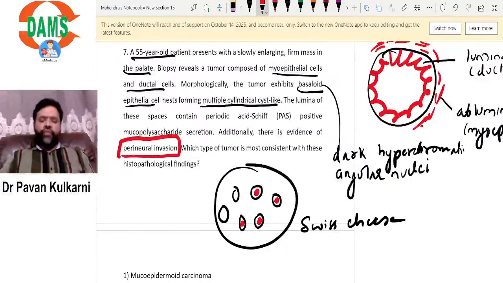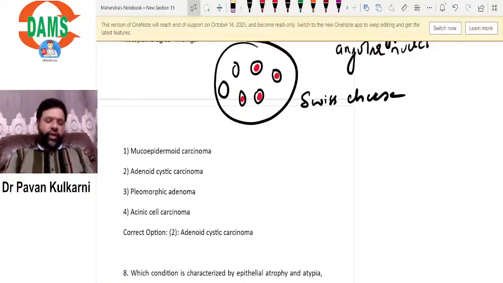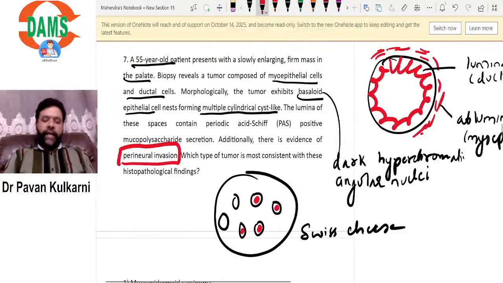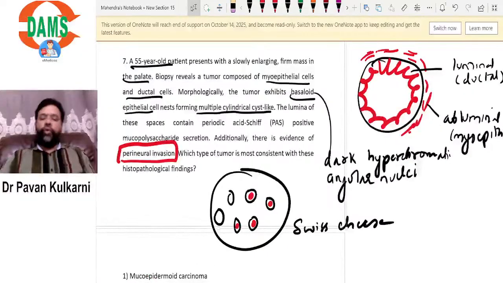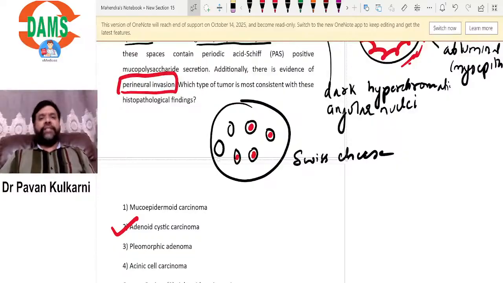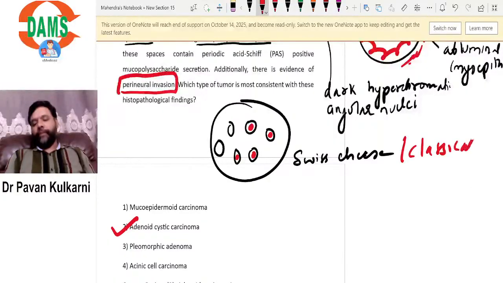So all these points characteristically are features of adenoid cystic carcinoma. Adenoid cystic carcinoma typically has a combination of both myoepithelial cells as well as ductal cell proliferation. It has multiple cylindrical cyst-like spaces, and those cyst-like spaces are filled with PAS-positive eosinophilic material, and this typical appearance is known as the Swiss cheese pattern. That's a very important, classical histological pattern. You have to remember.